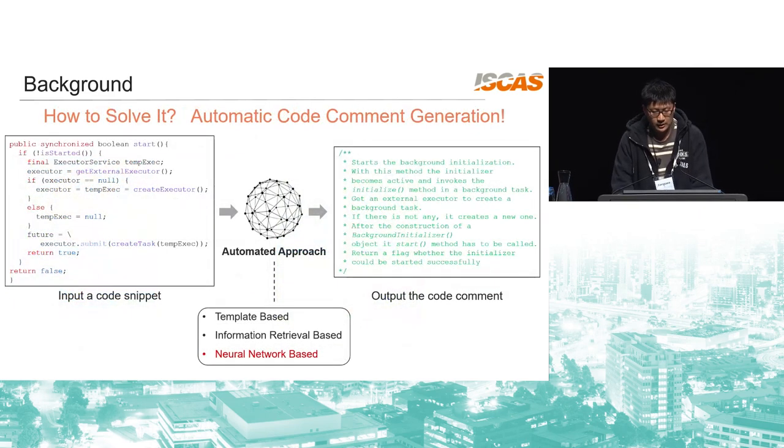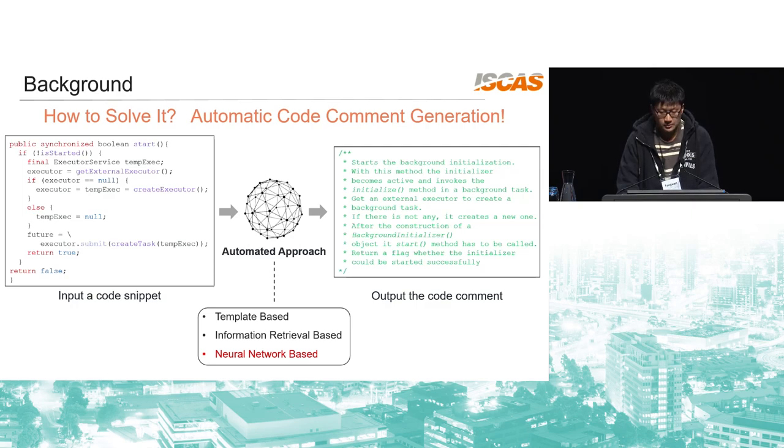So how to help developers? Automatic code comment generation can address this problem. This task aims to automatically generate a high-quality comment for a given code snippet. Traditional methods generate code comments based on fixed templates or information retrieval techniques. They are good at extracting keyword information from the source code, but are limited in generalization.